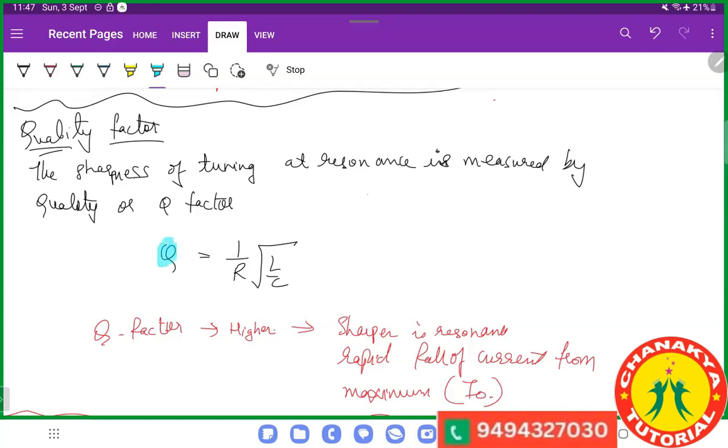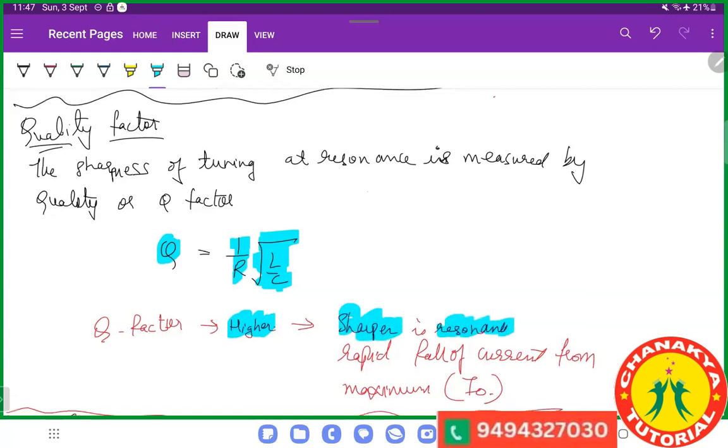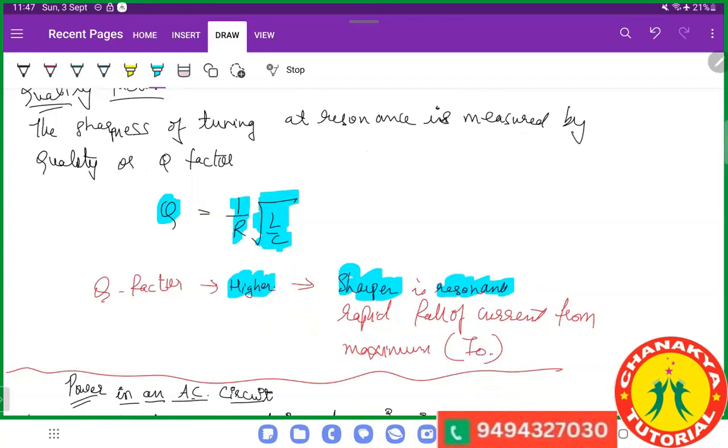The quality factor Q equals 1 by R under root of L by C. So when the quality factor is higher, the resonance is sharper. And where is the sharper resonance? The rapid fall of current from the maximum. So it is falling rapidly.